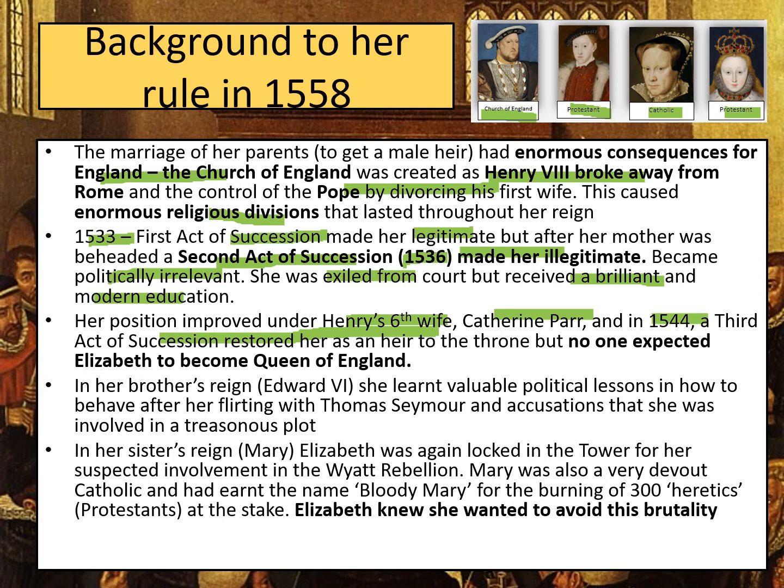Now, during her siblings' reigns, she learned quite a lot. For instance, during the reign of her brother Edward, who became king when he was 9. Now, he was basically controlled by lots of older nobles, including people like Thomas Seymour. Now, Thomas Seymour was her brother's uncle, and there were accusations that went on during his reign about Elizabeth flirting and potentially having an affair with Thomas Seymour.